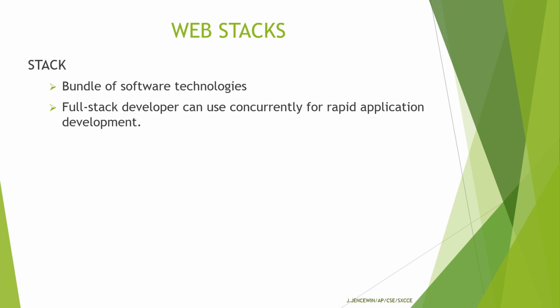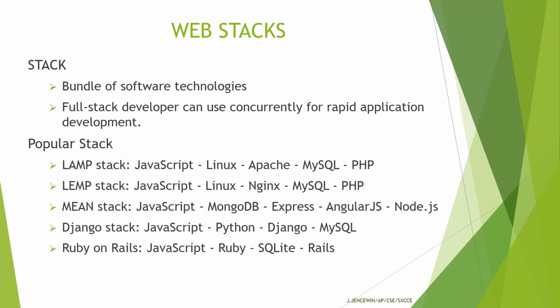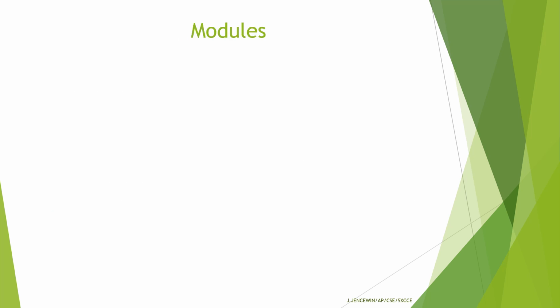In web development, we use some popular stacks. Some of the popular stacks are LAMP stack, Mean stack, Django, Ruby, and we also have one more stack, the MERN stack. In this course, we will see in detail about this MERN stack, where M is for MongoDB, E for Express, R for React, and N for NodeJS. And this consists of 5 different modules.